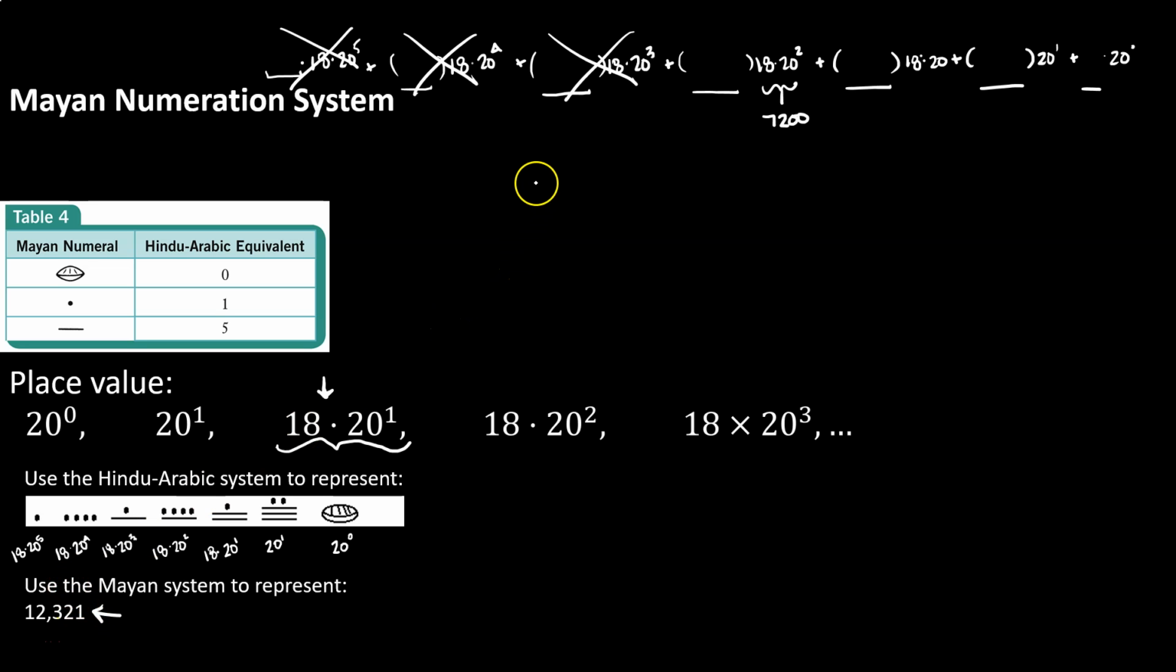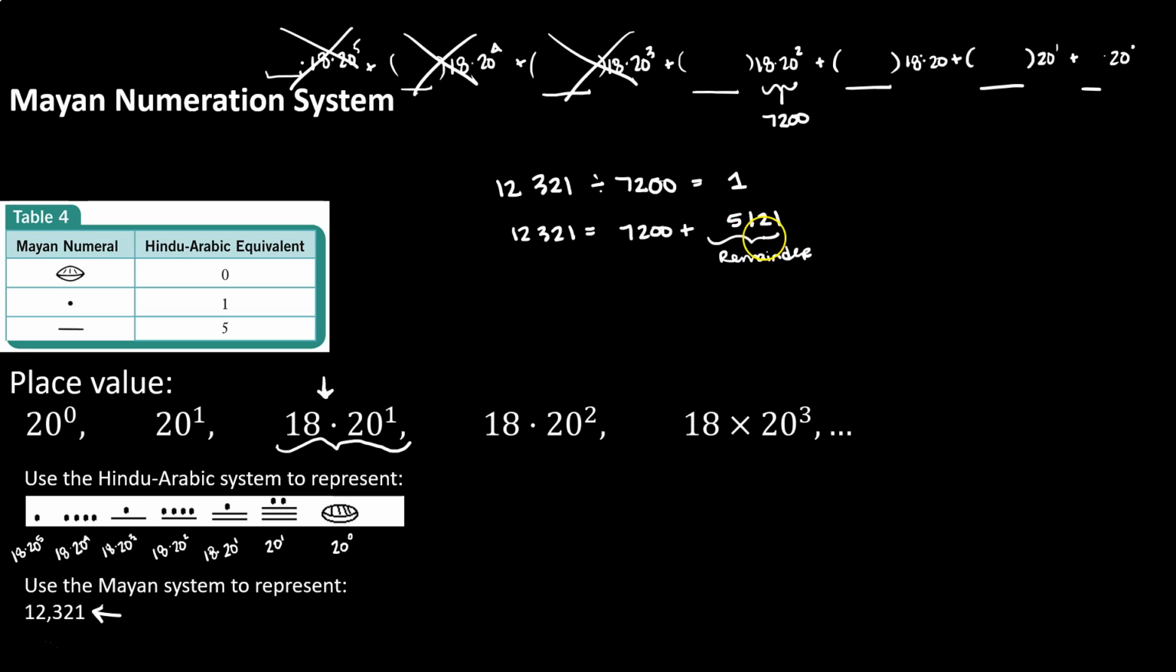And we want to know how many times it fits. So if we take our 12,321, divide it by the 7,200, we can see that it fits in once with some remainder. So what that means is that 12,321 is 7,200 plus some remainder. And we can find out what that is simply by subtracting 7,200 from our original number to find out that that is 5,121.